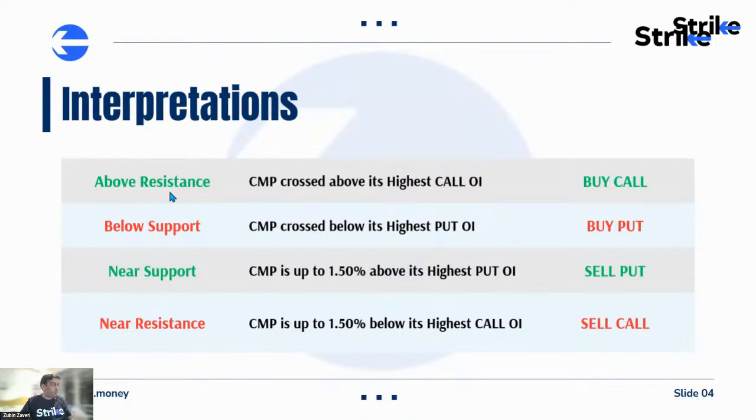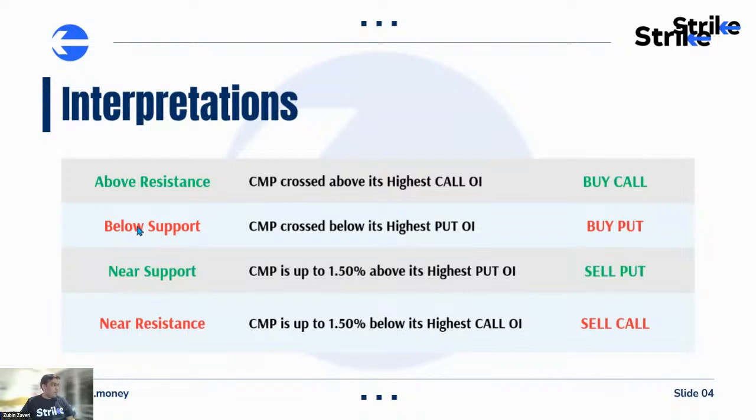All right, above resistance, what does above resistance mean? Above resistance means that the current market price has crossed above its highest call OI. In that case, what we will do is we will buy a call. How to choose a strike price? I will come to it in a while.